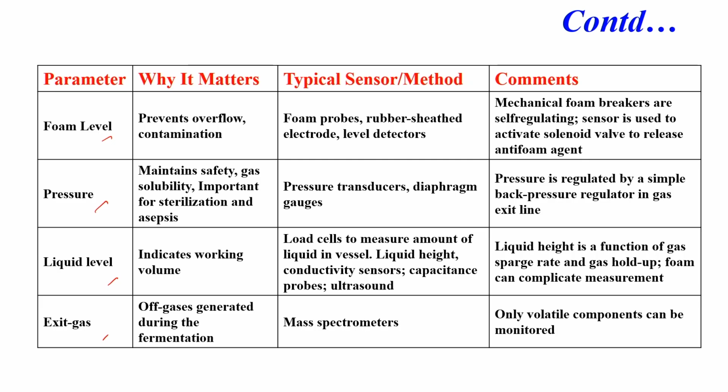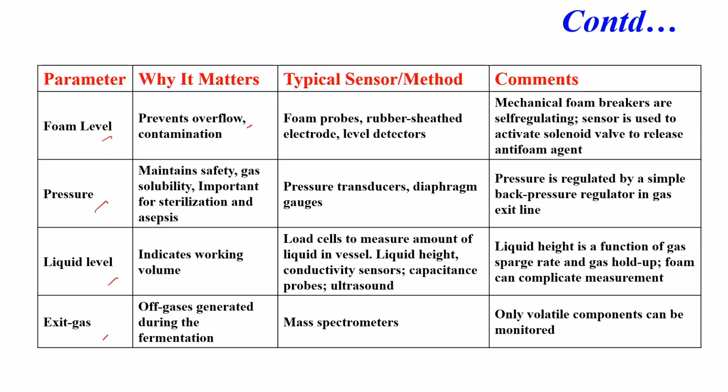Foam level, why do we need to monitor the foam? Because if the foam is there, the reactor will overflow. So, it prevents the overflow, and once it is overflowing, most likely it will get contaminated. For that, foam probes are there, rubber sheathed electrodes, and level detectors are being used. How does it work? Let us say you have a mechanical foam breaker, they are safeguarding. One option is to have the sensor activate the valve to release some anti-foam agent.